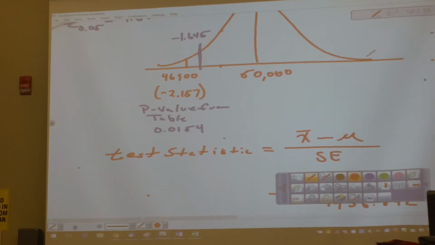But see, that's the type 1 error. On the rare occasion that the null hypothesis was actually true, that the tires actually do get 50,000 miles, this would be the rare sample or the rare occasion that I came up with that.